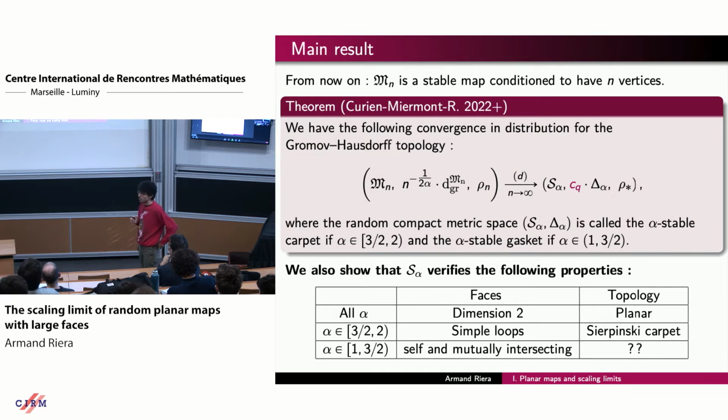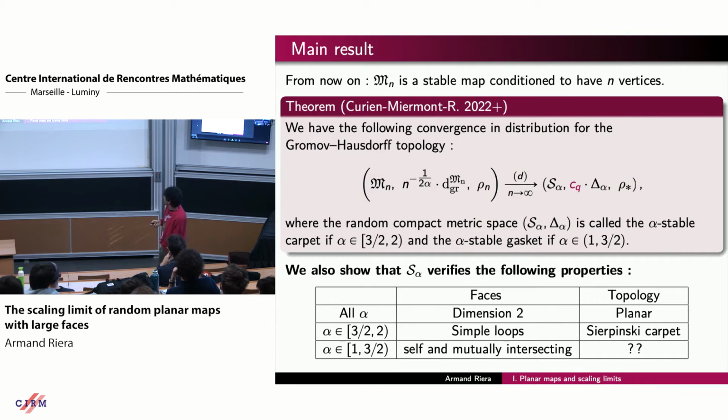And even if the topology is not that of the sphere, we show that the scaling limits that we obtain are planar, meaning that we can embed the scaling limit in a continuous and injective way on the sphere. And that's very important, in fact, for our proof, because we can use the Jordan theorem and this kind of stuff.